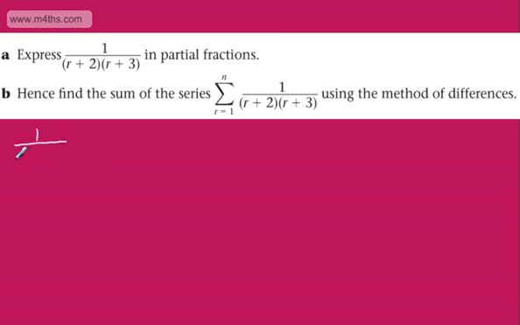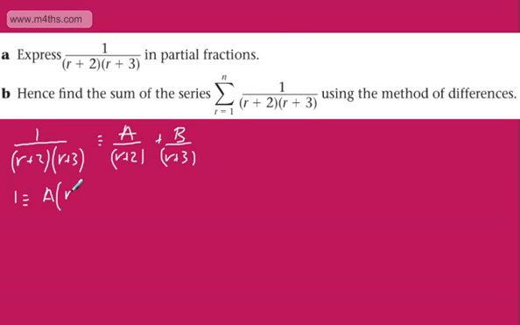We'll start with 1 over r plus 2, multiplied by r plus 3. We can set up an identity and write a over r plus 2 plus b over r plus 3. If we multiply through by the denominator, we're going to get 1 is the same as a multiplied by r plus 3 plus b multiplied by r plus 2. So we can see ar plus br is equal to 0r, so a plus b is equal to 0. We can see that 3a plus 2b is equal to 1.